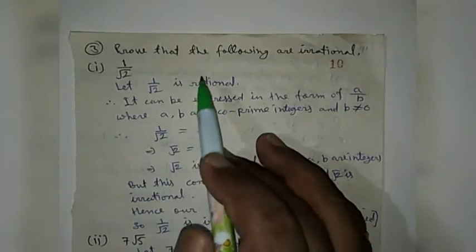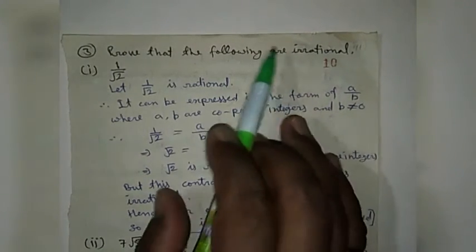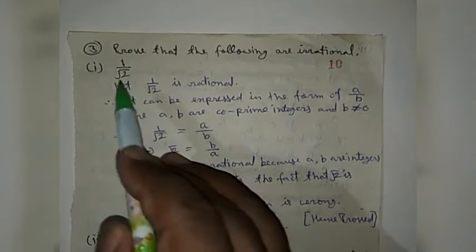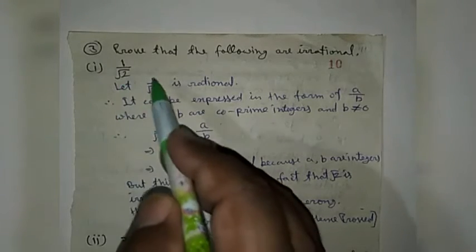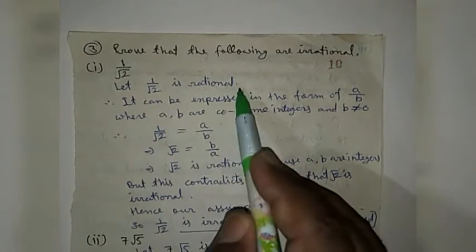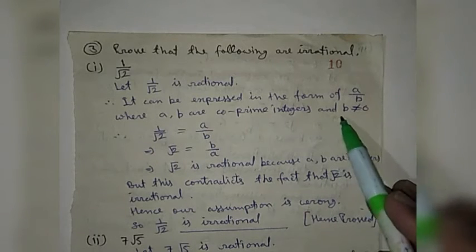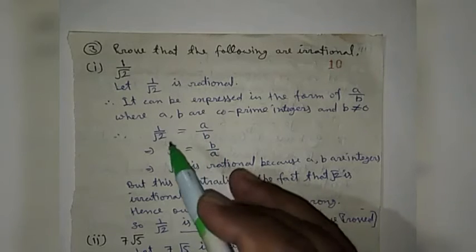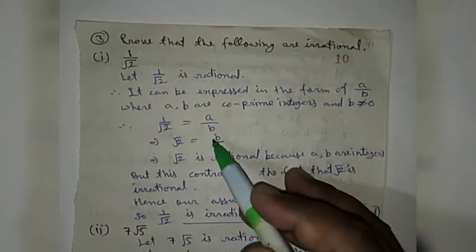Now see the third question. Prove that the following are irrational. It has 3 parts. In first part, number is given 1 upon root 2. So root 2 we have already proved that it is irrational, but here we suppose 1 upon root 2 is rational for the contradiction method. 1 upon root 2 is rational, hence it can be expressed in the form of a upon b, where a, b are co-prime integers and b is not equal to 0. Hence 1 upon root 2 equal to a upon b. And by taking the reciprocal, root 2 is equal to b upon a.